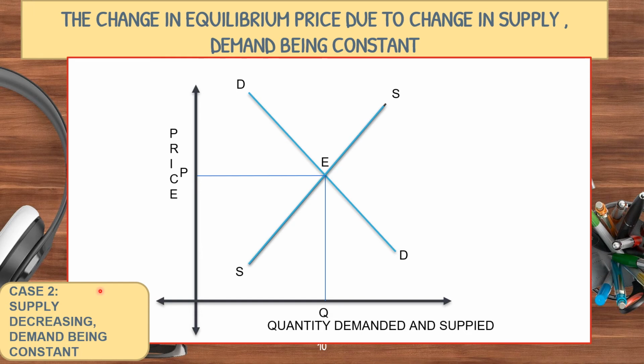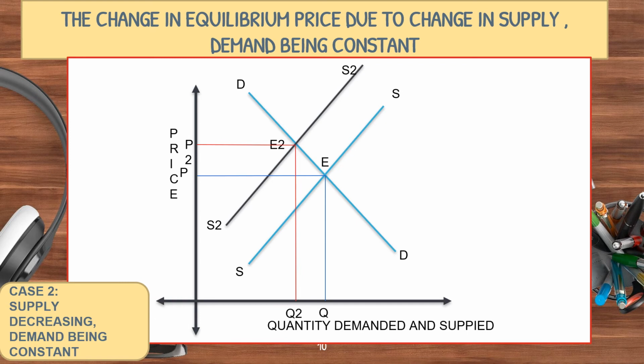As you can see here, we're going to study case 2, that is supply decreasing, demand being constant. Here again, DD is the demand curve, SS is the supply curve, both intersect at a point E. OP is the price that is determined and OQ is the quantity demanded and supplied. Let us see what happens when supply decreases.